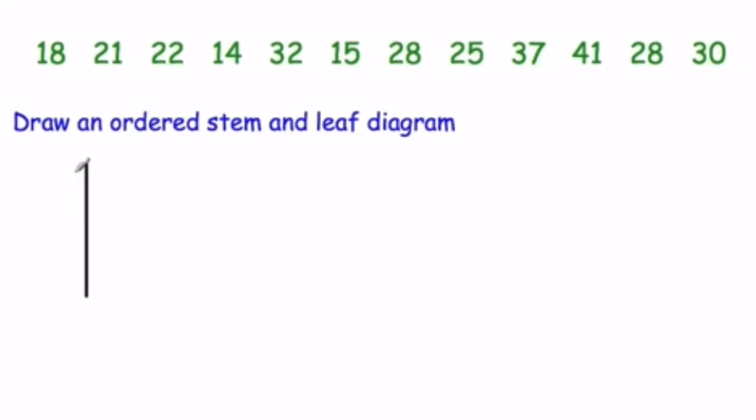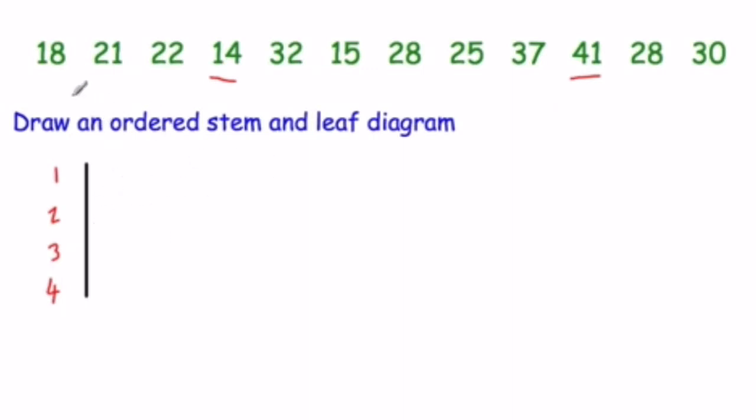The stem will be the tens, so let's look at our numbers. We have our smallest number, which is 14, and our largest number, which is 41. So our stems will be the tens, 20s, 30s and 40s, and then we're going to put our leaves after those. They're going to go to the right here.